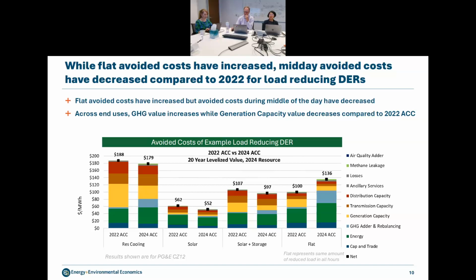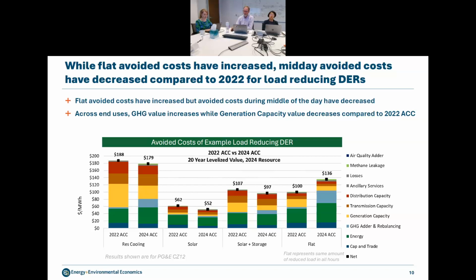So the slide I just showed before shows the overall avoided cost. E3 also plugged in the avoided cost to evaluate a few example DERs, and I want to go over the results of a few of them. We'll start with the load reducing DERs.